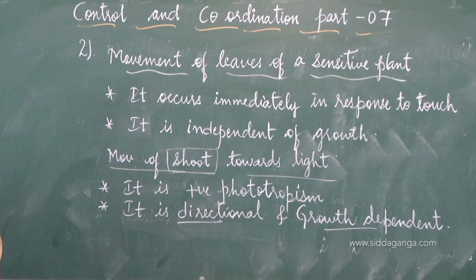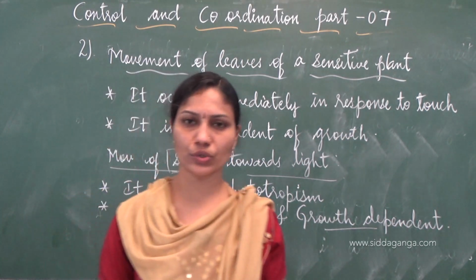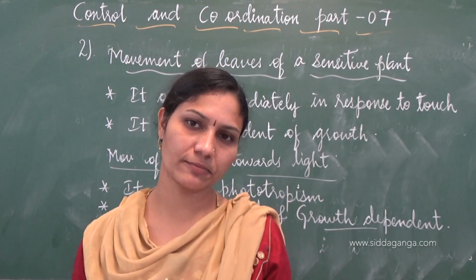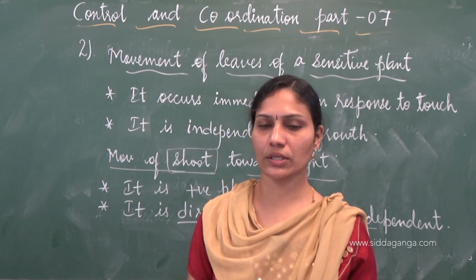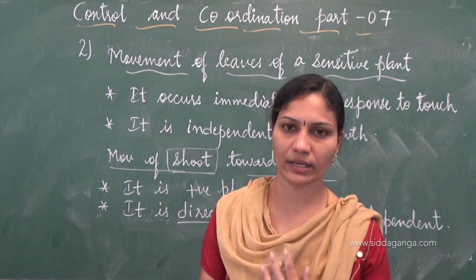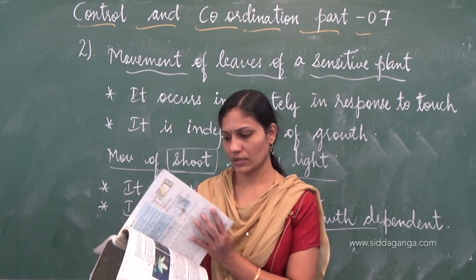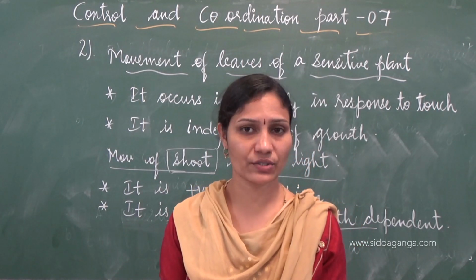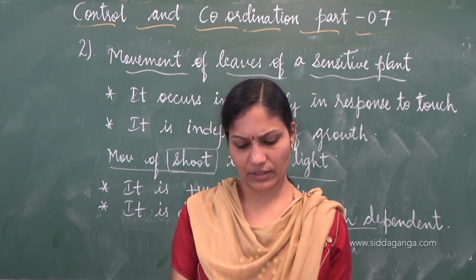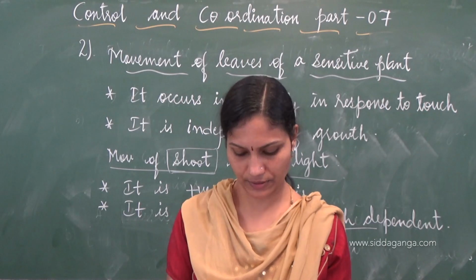Let's move on to the next question. Give an example of a plant hormone that promotes growth. So auxin, they have asked, give an example. Auxin promotes growth. Gibberellins also promote growth. Cytokinins cause cell division. So you can quote any one. Auxin and gibberellin could be the best suited answers for this. They've asked for any one, you can write auxin, and you can also quote gibberellin.